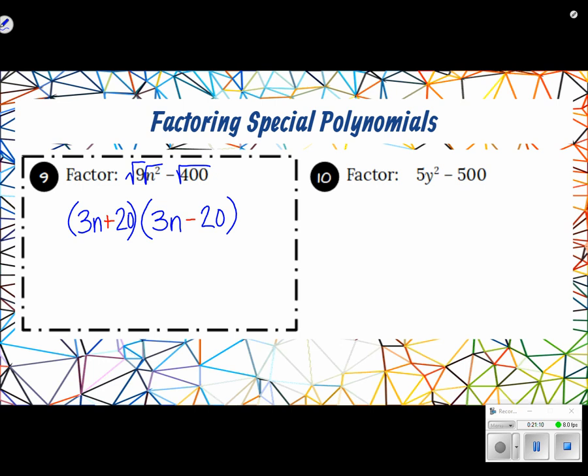Let's check this. This is going to be 9n squared minus 60n plus 60n minus 400. Notice that my 60n's are going to cancel because one's negative, one's positive, and I end up with 9n squared minus 400, which is what I started with.